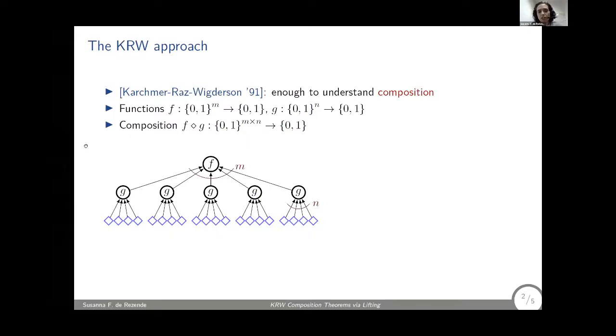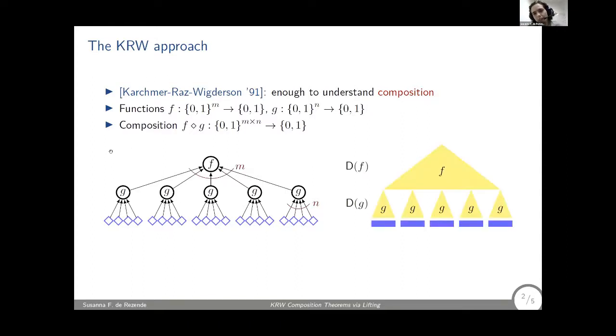And if we would like to construct a circuit that computes this composed function, there's a very easy way of doing this. We can consider a circuit that computes f, and in the place of the input variables, we add circuits that compute g, and in this way we have a circuit that computes f composed with g. So it's very easy to see that the depth required to compute the composed function is not more than the depth required to compute f plus the depth required to compute g.